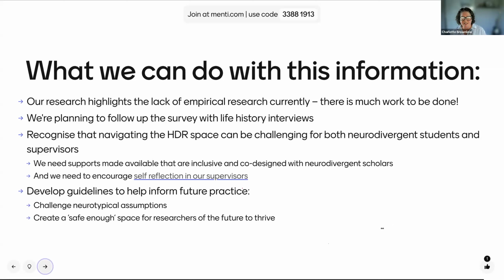Ultimately, we know that universities have lots of bureaucracy. There's lots of experiences of stigma and otherness. So we really need to start challenging some of the neurotypical assumptions that we have when we move through research. And we've called it a safe enough space. I don't think we can ever develop a 100% safe place for researchers in the future to thrive. And we really want our neurodivergent scholars to thrive. We want them to be leading this research and really pushing the edges as to what we can do. So we need to do better at creating a safe enough space for researchers to push for advocacy and change within our big organisations.